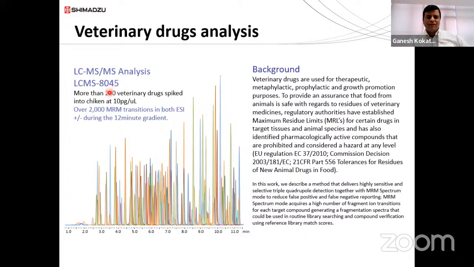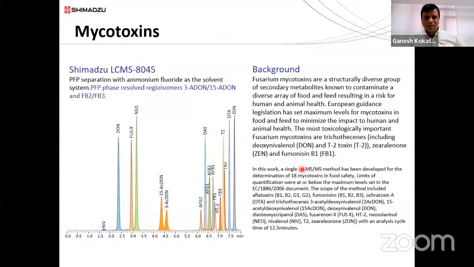So almost 200 veterinary drugs spiked at 10 picogram per microliter level, and 2000 MRM, multiple reaction monitoring, transitions have been run with both ESI positive and negative during a 12-minute run. So within 12 minutes, you are able to find almost 200 different drugs, and not only identify the drugs, but also quantify them.